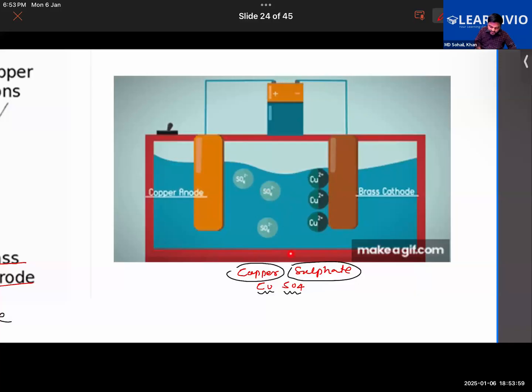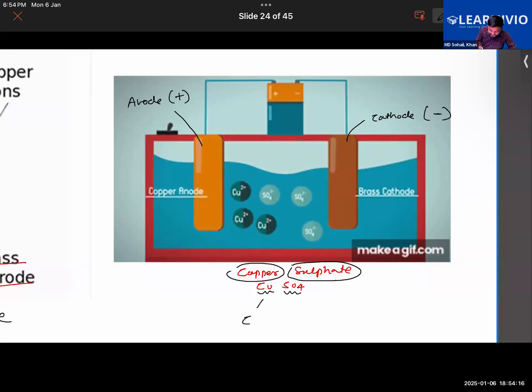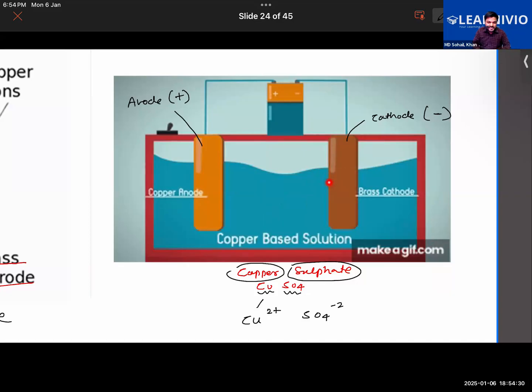So these are the cations over here. Copper is the cation. Also, this here is the cathode, which is negative, and this here is the anode, which is positive. Copper here is positive, and sulfate here is negative. Now it is obvious that the cations, which are positive, will get attracted towards the cathode, since opposite charges attract each other, right?